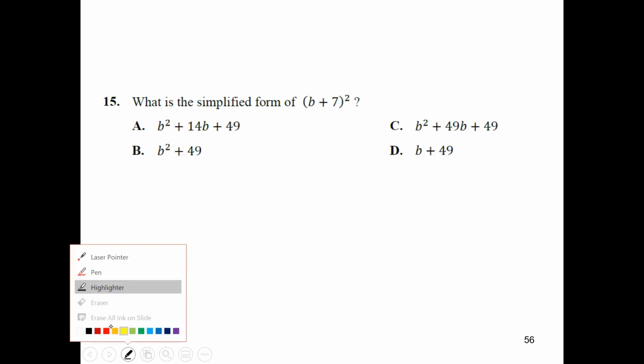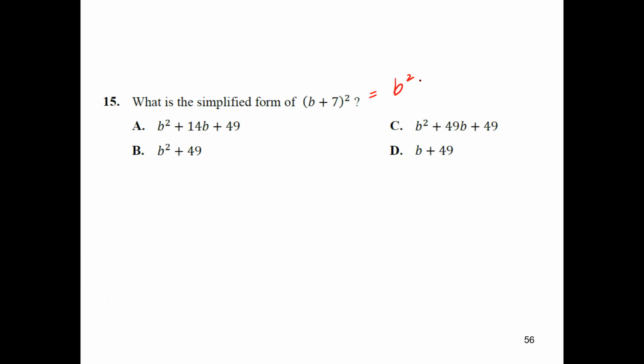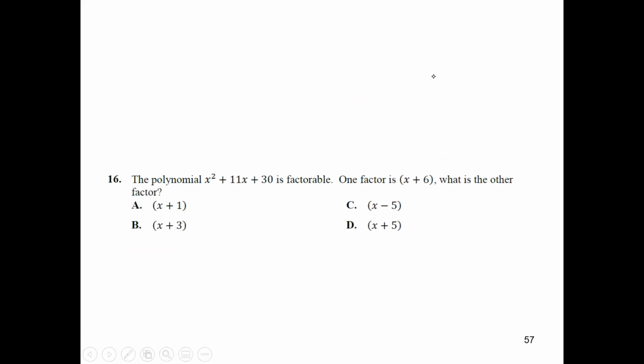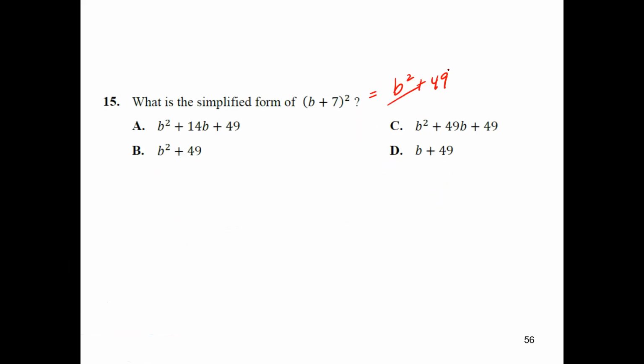All right, so number 15, you would have to extend this. A lot of people say it's B squared plus 49. And guess what? That is a big no-no. That is absolutely wrong. So you have to write it out like this. And then you do FOIL.